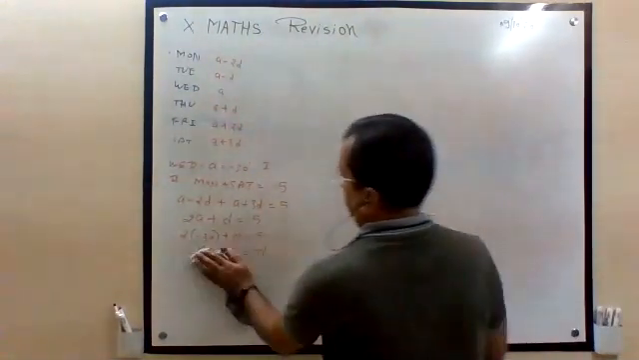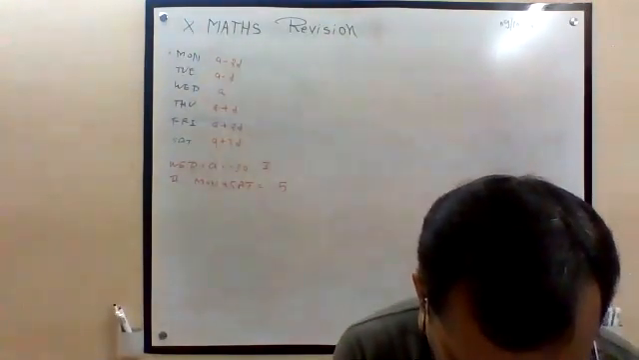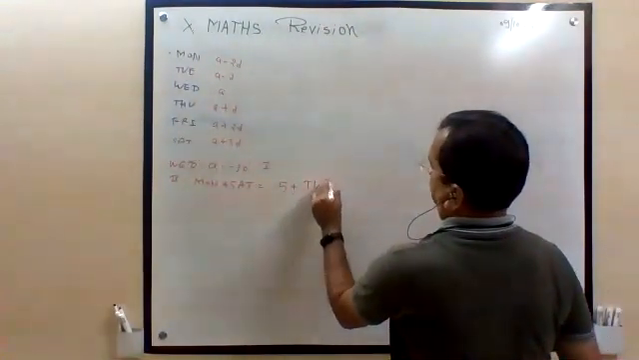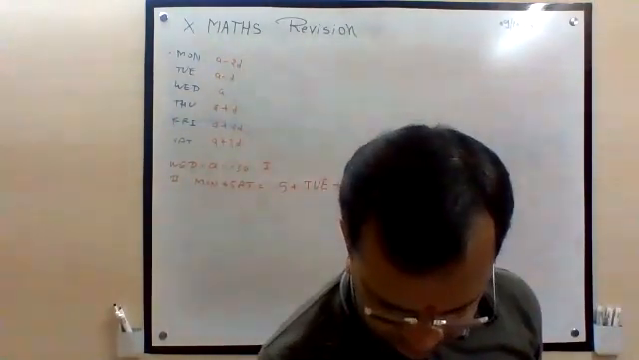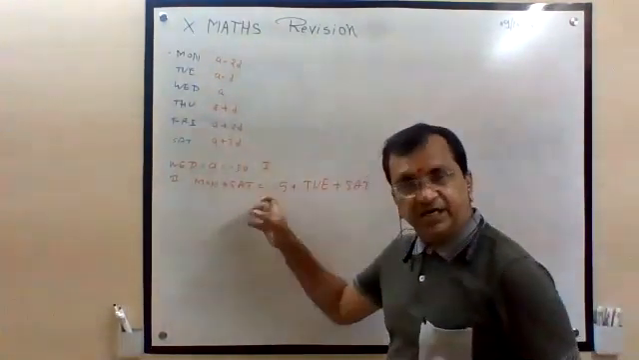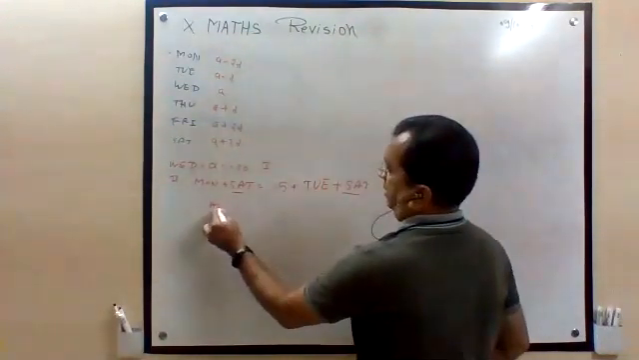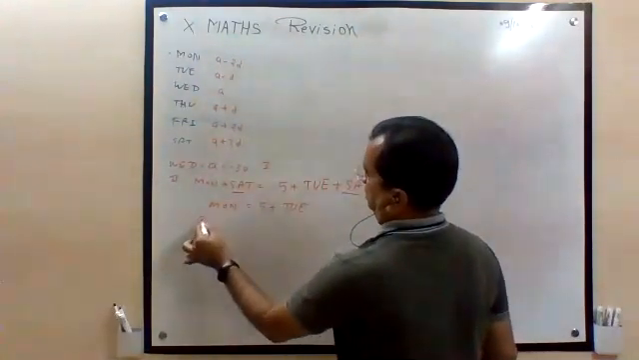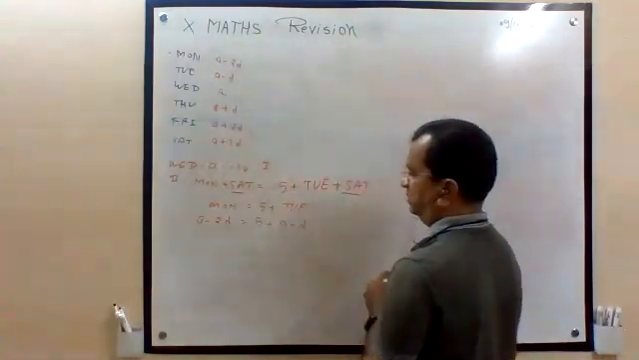Sorry, this condition I have taken only half. Monday plus Saturday is 5 more than Tuesday plus Saturday. Sorry, I have read half only. So Saturday we omit directly. So Monday is equal to 5 plus Tuesday. Monday how much? A minus 2D. Tuesday how much? A minus D.